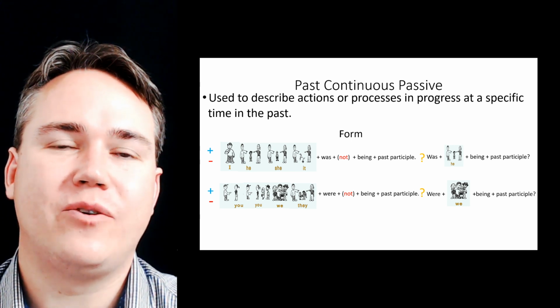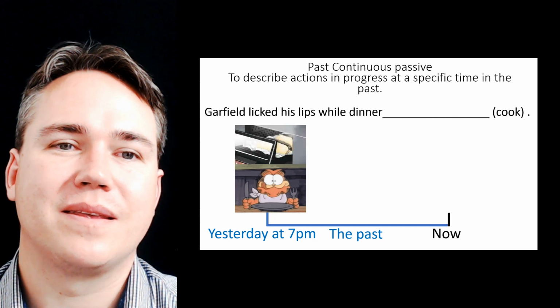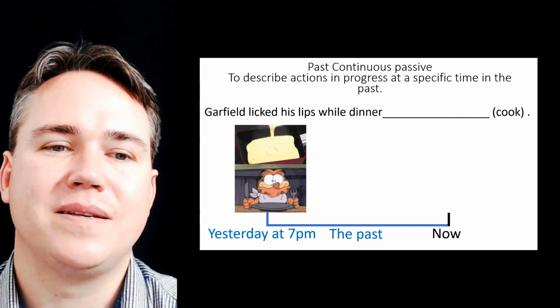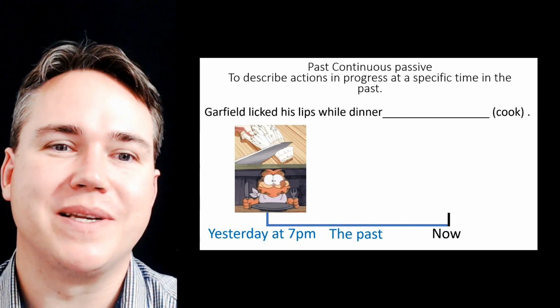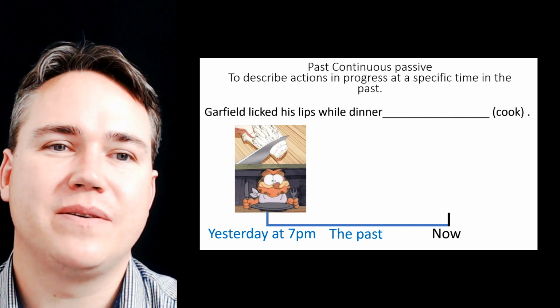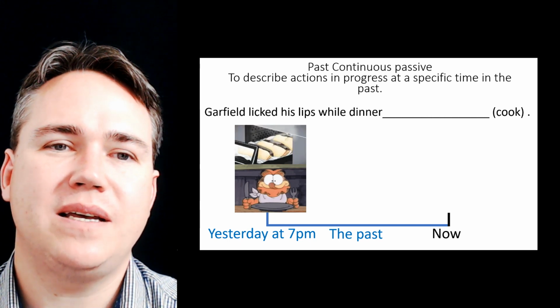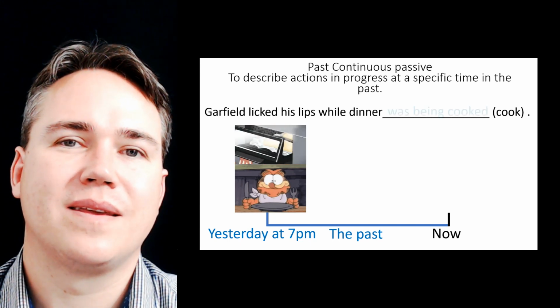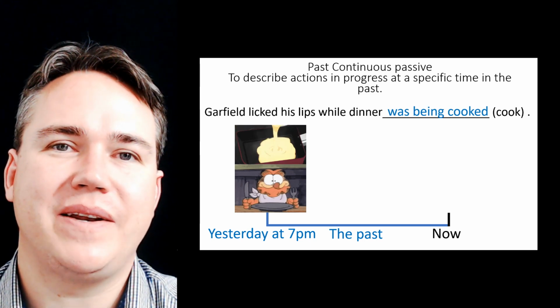Now you know the form, let's see if you can complete some sentences about things that were in progress at a specific moment in the past. So this is yesterday at 7 p.m. at that exact moment. And look at Garfield. Garfield licked his lips while dinner, that's right, was being cooked, because they haven't finished cooking it yet.